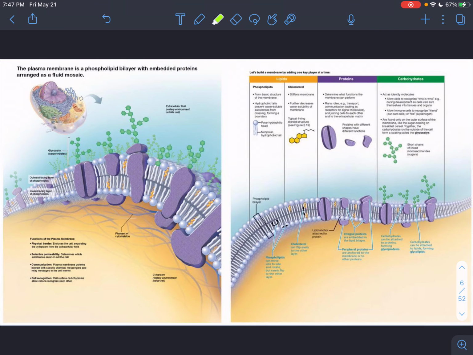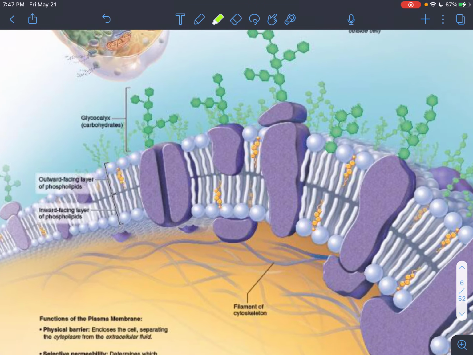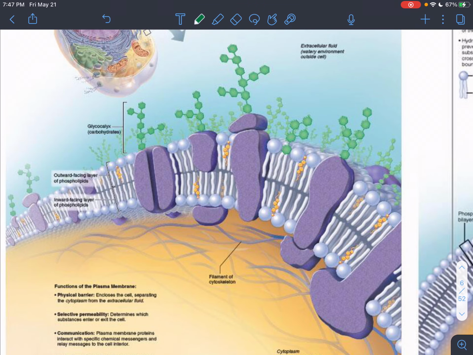Okay, so here's an image of what your cell membrane kind of looks like. So I'm just going to zoom in. It's a little blurry, but so you have your phospholipid bilayer, right? So the phospholipids have the phosphate head and the fatty acid tails, and it's a bilayer because there's two phospholipids in the layer, right? There's two layers, two bilayer. Okay.